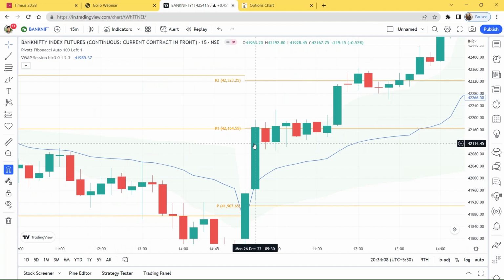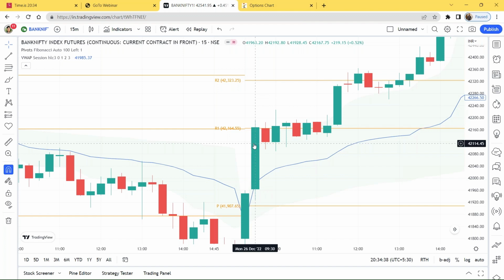Now, where will we buy? As simple as that. We will buy at the high of this candle. Now, quickly tell me what is the high of this candle. The high of this candle is 42192.8. We will round off to the nearest one. So where will we place our buying orders in Bank Nifty futures? We will place our buying orders at 42193. Okay, done.